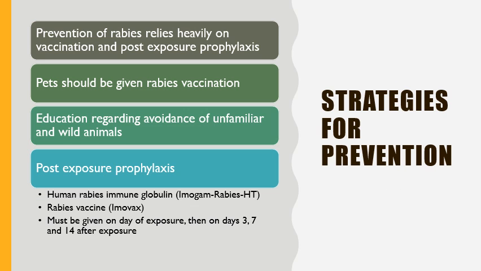When we're talking about prevention, as we mentioned before, there's really no treatment for rabies, so we're going to have to focus on prevention. Prevention really relies on vaccination, the rabies vaccination, and then the post-exposure prophylaxis, basically the day that the bite occurs, the day after, as soon as possible. One thing that can be done is that pets can be given a rabies vaccination so that if they're bitten by some other infected animal, they can't spread the disease.